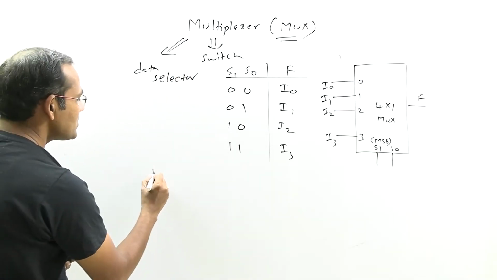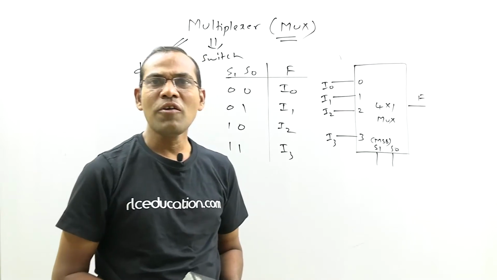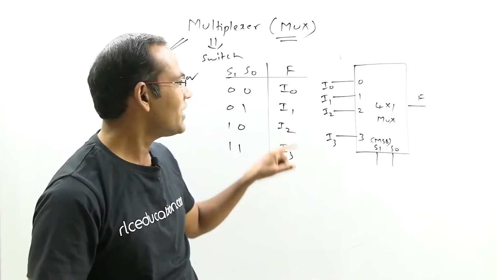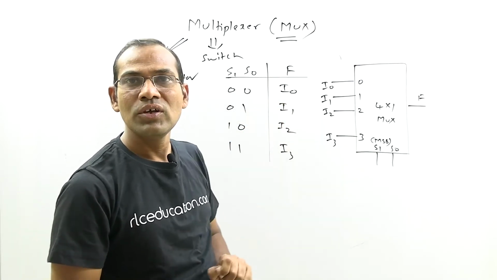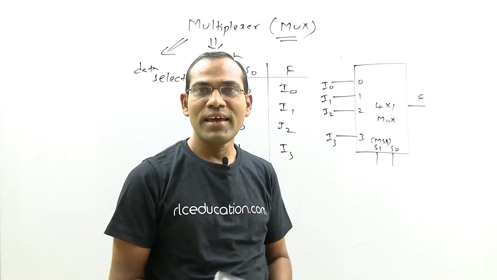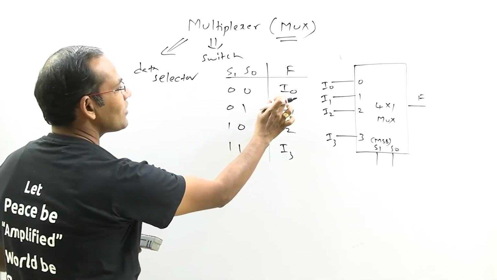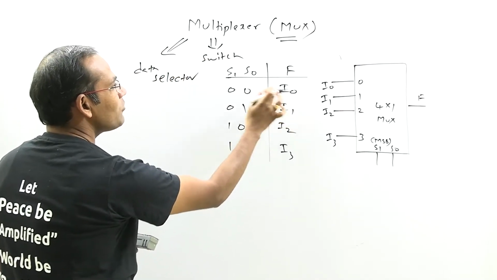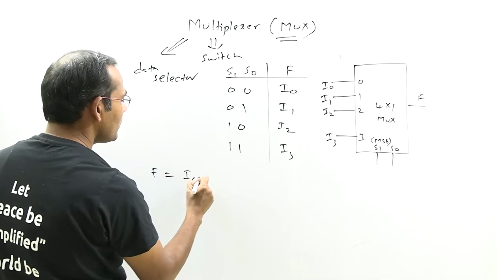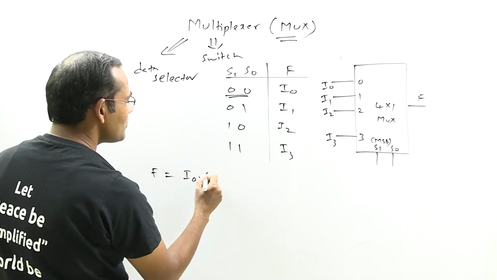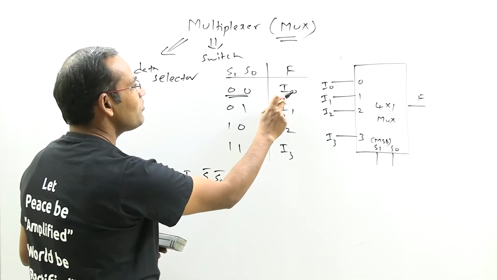Now I will write the expression for this MUX. Till now we have seen truth tables where the output side is either 0 or 1. Now the output contains variables. So whenever variables are there on the output side, the procedure to write the expression is always to take that variable and multiply that variable with its minterm. So here I0 is the variable, and the minterm is for the 0, 0 combination, which means S1 bar, S0 bar. Just multiply the variable with the minterm.